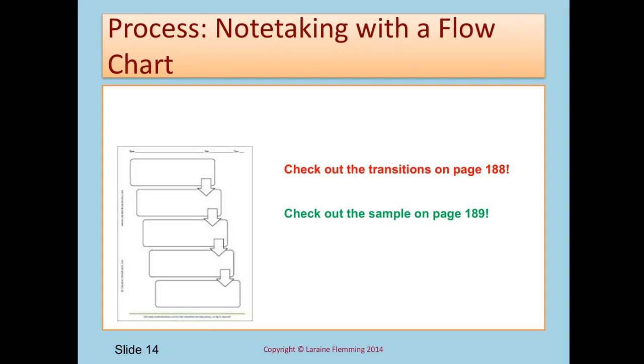On page 189, you'll see a sample of a process pattern that has a flow chart taken into consideration. And you'll notice that the first 5 steps each have their own box. But then at the end of step 5, there is an alternative. If this happens, then you would go to this box. But if this happens, then you would go to this box. And quite often you'll find that boxes branch off as the pattern progresses.